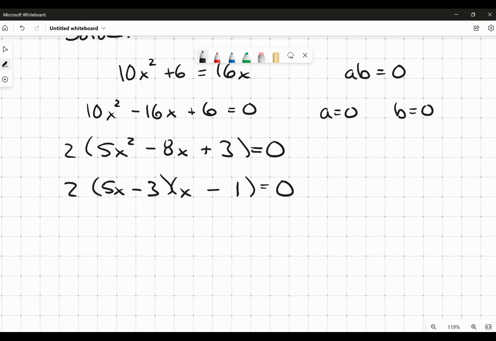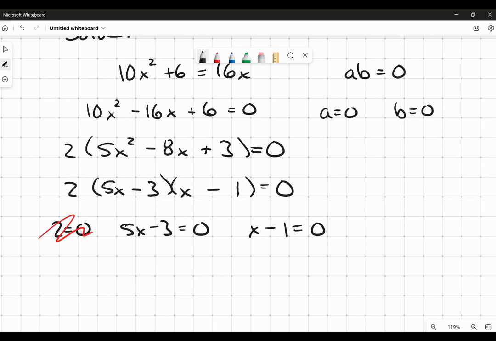So if the result is 0, I know that either that factor, 2, is equal to 0, 5x minus 3 is equal to 0, or x minus 1 is equal to 0. And I'm just looking for possible values of x here. What values of x might make this true? Now, clearly that first one makes no sense. 2 does not equal 0. So the factor of 2 is not causing that expression to go to 0.